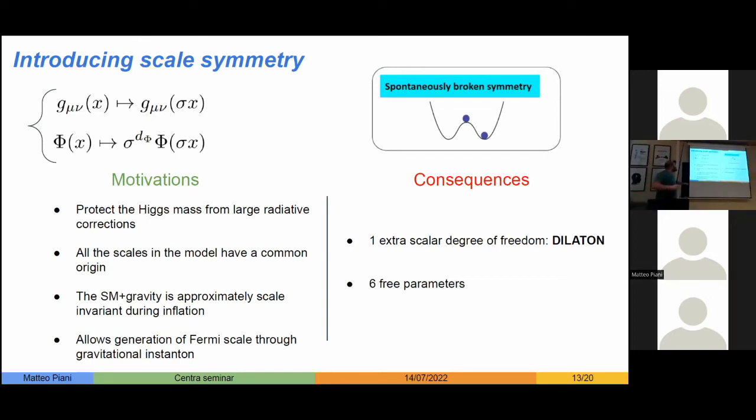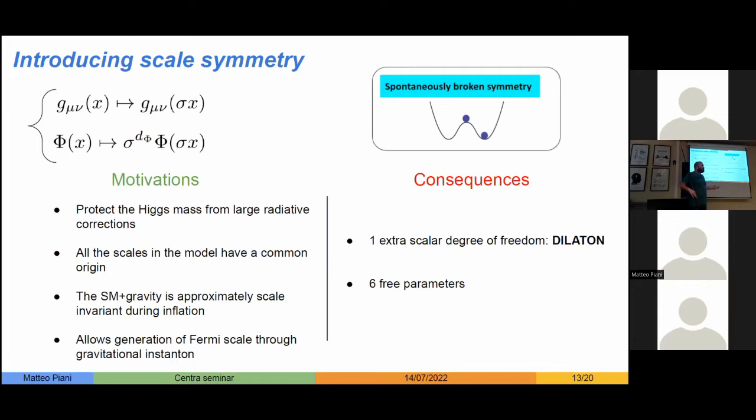So scale symmetry, if you want to see it purely mathematically, is just symmetry under dilatation. So you change the metric with a factor sigma, and all your fields in the theory will scale like this, with a certain dimension of the scaling that depends on the kinds of field. The main consequence of scale symmetry is that we are removing all scales from our model.